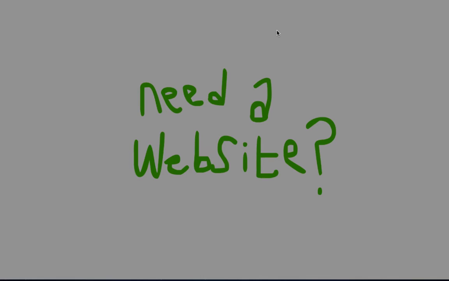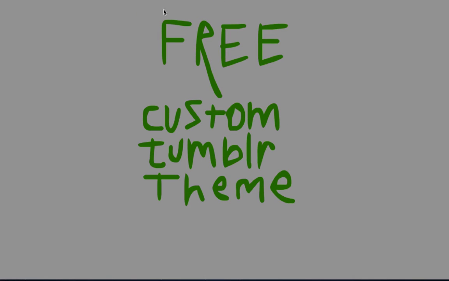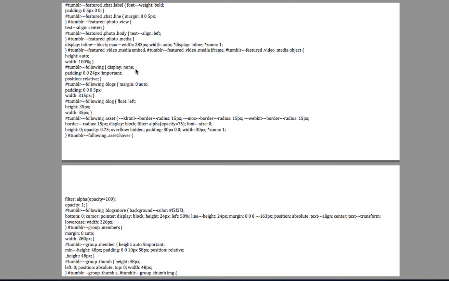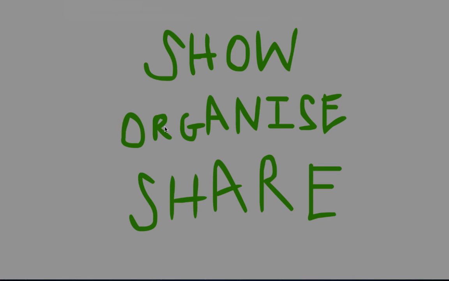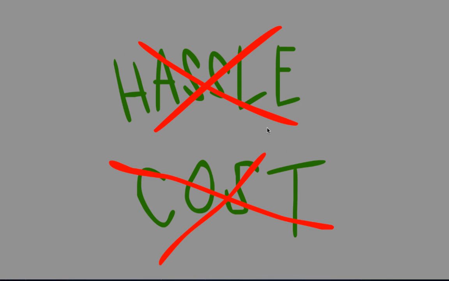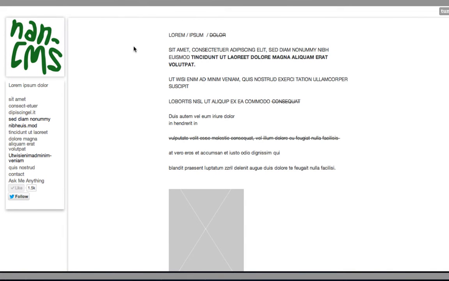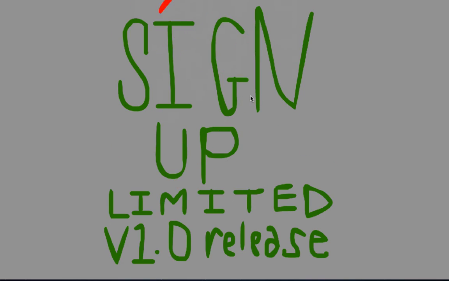So if you're wanting a website, but you don't want any hassle or money usually associated with the website, you can get our free custom Tumblr theme, which will allow you to show, organize, and share your work online like this, in a simple and easy way, without any hassle. Without any cost, all you need is a free Tumblr account. Then you copy and paste our custom code into Tumblr. You get this, and I'm going to be doing a video going into the technical stuff, how to use it.